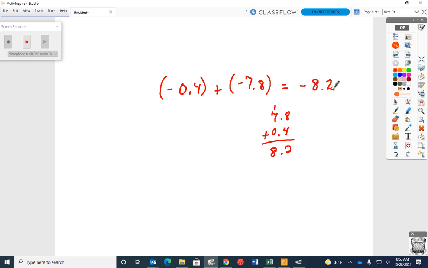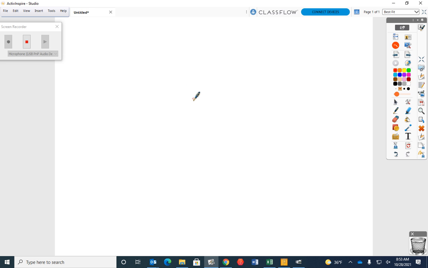Yeah? Okay. Try this one. Let's see if you get it. Negative 1.74, sorry, plus 5.3. Let's see if you can figure that one out. When you get that one, raise your hand. Think about it first. Think about whether my answer is going to be positive or negative. Which one's bigger? It's going to be positive.